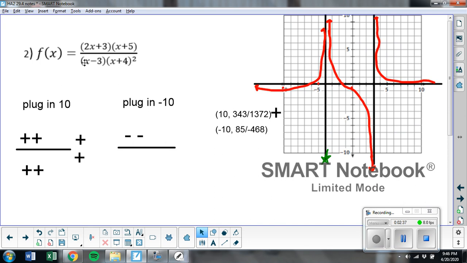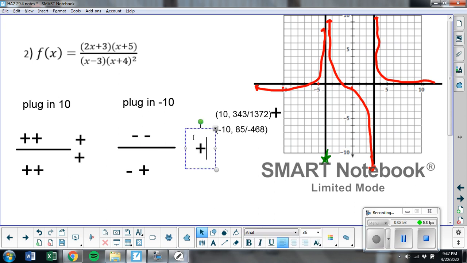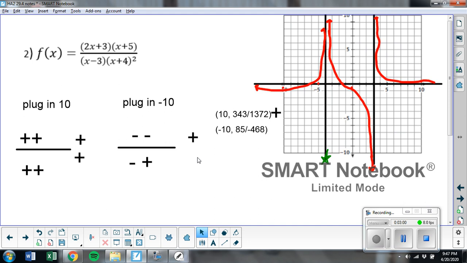In the denominator, negative 10 minus 3 is negative 13. Negative 10 plus 4 is negative 6, but squared is 36. So that's positive. Well, a negative times a negative is positive, so my numerator will end up being positive. And a positive times a negative is going to end up being negative, so my denominator is negative. What's that going to give me? That's going to give me a negative number.